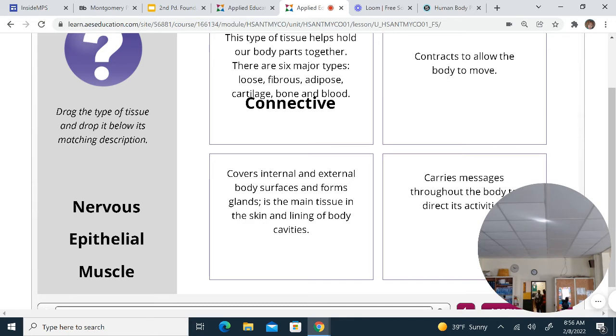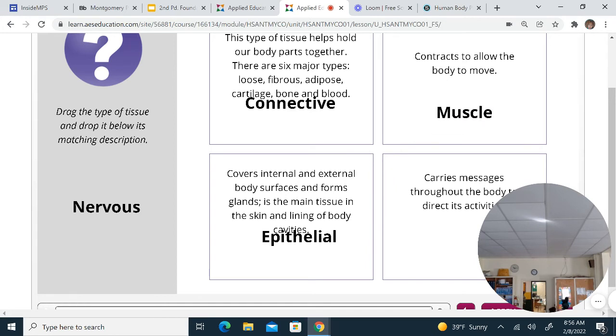Covers internal and external body surfaces and forms glands. Is the main tissue in the skin and lining of body cavities. Epithelial. Contracts to allow the body to move. And then carries messages throughout the body. Nervous.